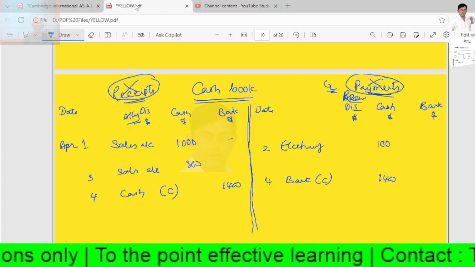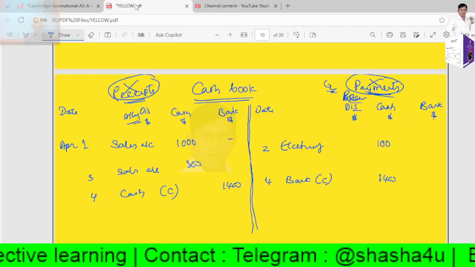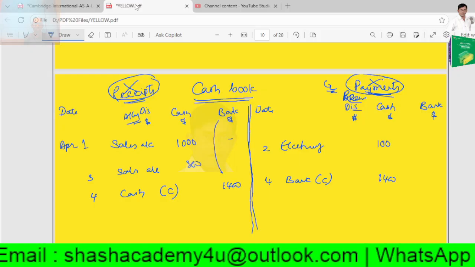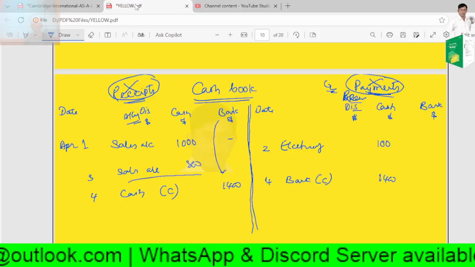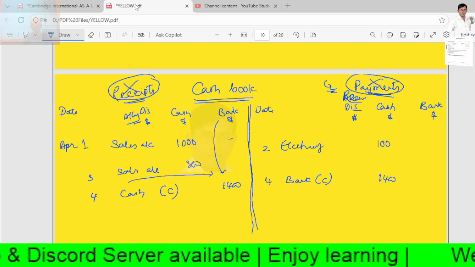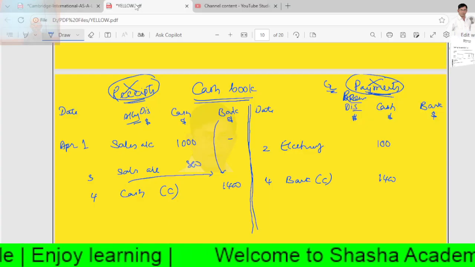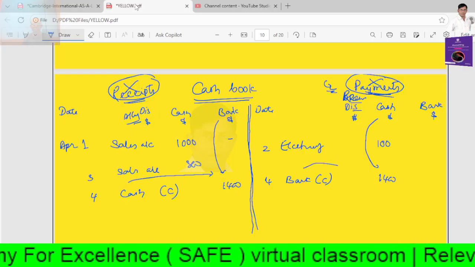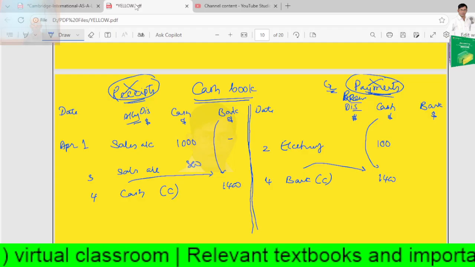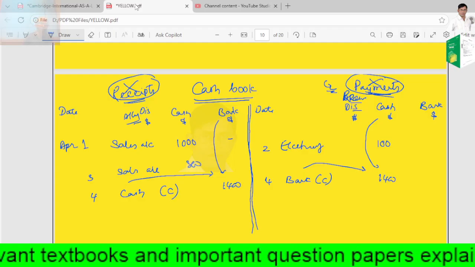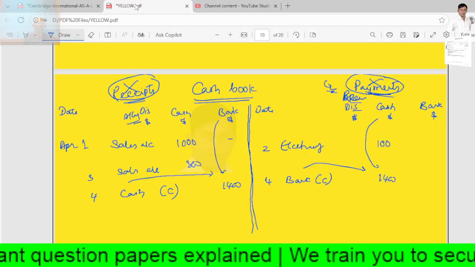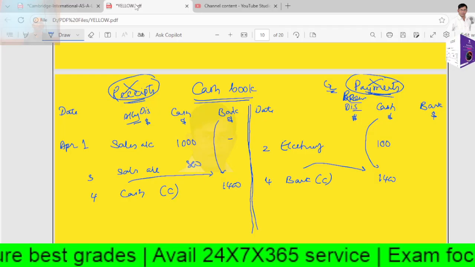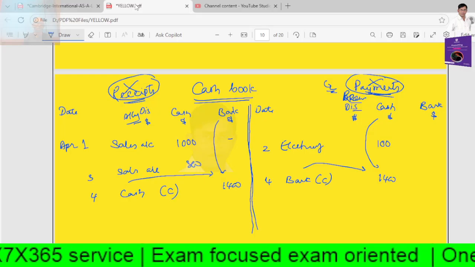So remember, when you're writing in the bank column, here it should be cash. Similarly here, in the cash column, it should be bank. So be careful. A lot of students commit mistakes and get confused with this. The concept should be clear. So what is happening? Cash is going out and money is coming into the bank. Simple, that's all.